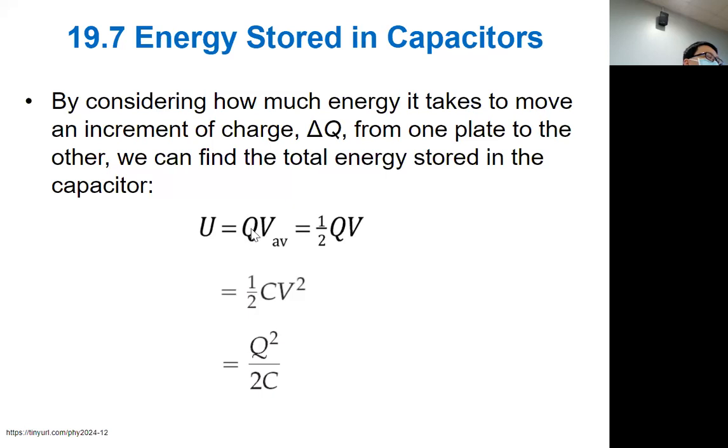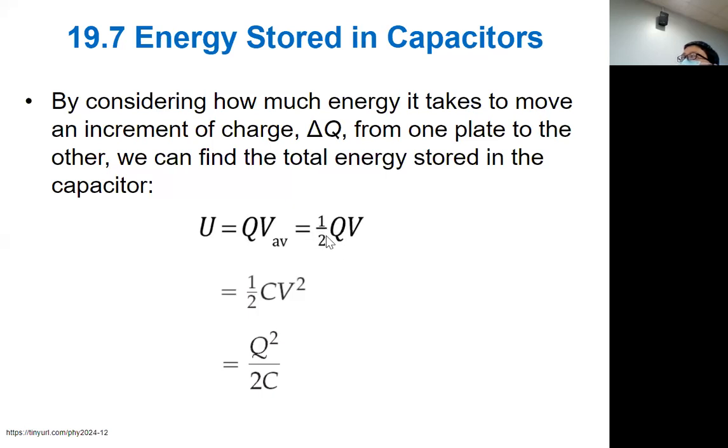So you'll do Q times this, and because V goes from 0 to a final V, you'll take the average voltage, which is equal to 1/2 of the final V. So then the potential energy or the work required is equal to 1/2 of Q times V. That is the energy being stored in the plates. Okay, so this is how much energy is being stored.